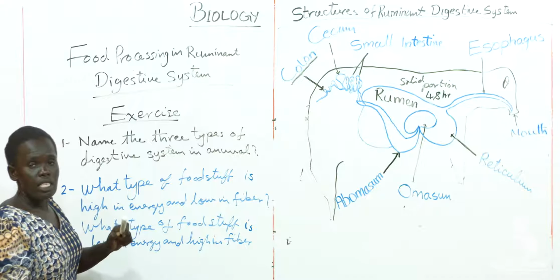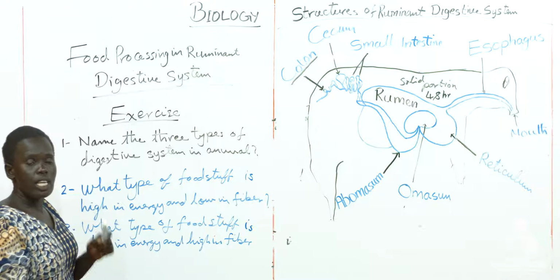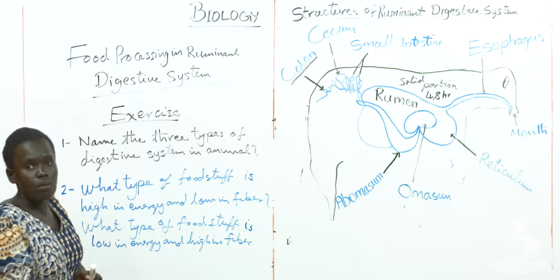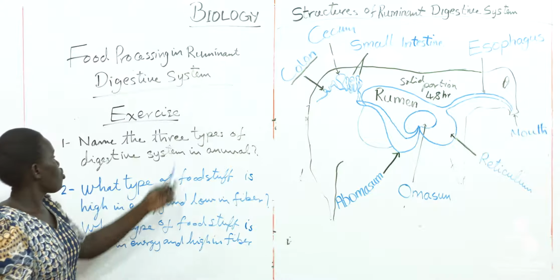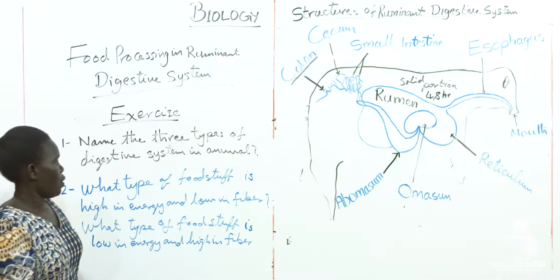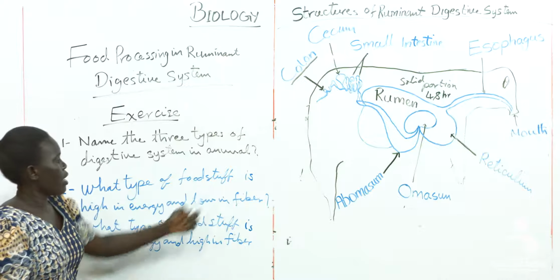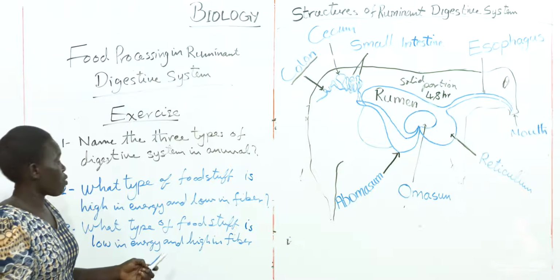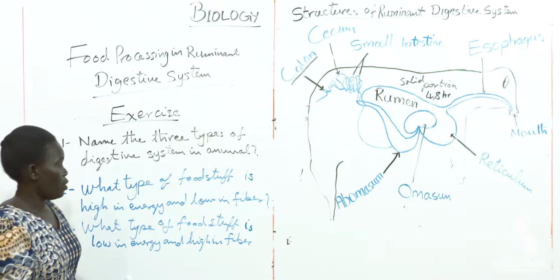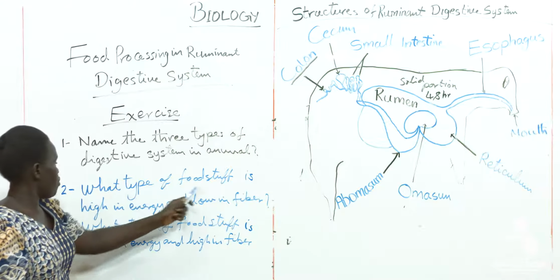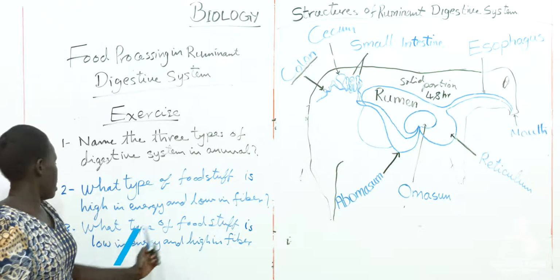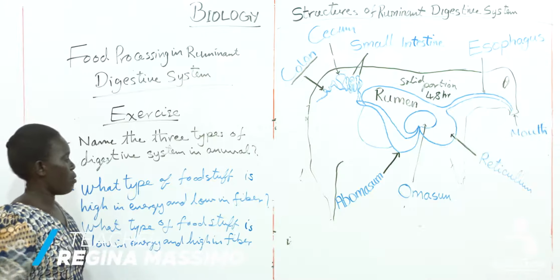We learned 4 types of digestive system. Up to this lesson, we learned 3 types of it. So you should be able to mention them. Then we talk about 2 types of food. The food eaten by the monogastric animals is different from the food eaten by the ruminant animals. So what are the types of food that is high in energy and low in fiber? And the type of food that is low in energy and high in fiber.